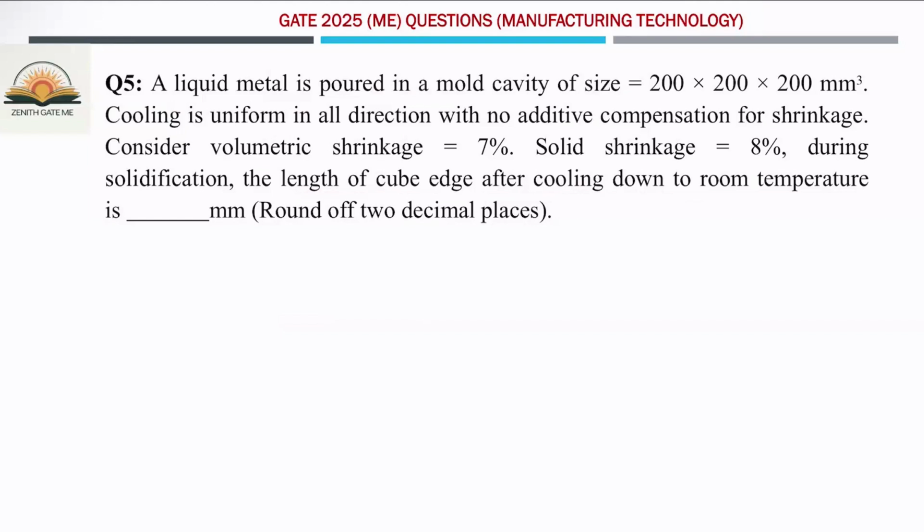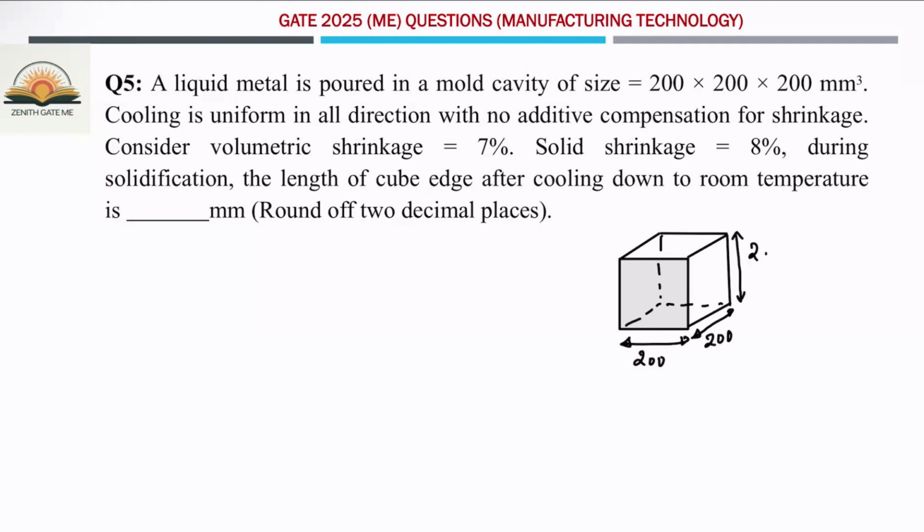That means you have a mold cavity like this. After the solidification, you have to calculate what will be the edge length of the cube. Initially, the cube has edge length 200, so all the dimensions are 200 only. Now, after the volumetric shrinkage of 7%, and then there is a solid shrinkage of 8%.